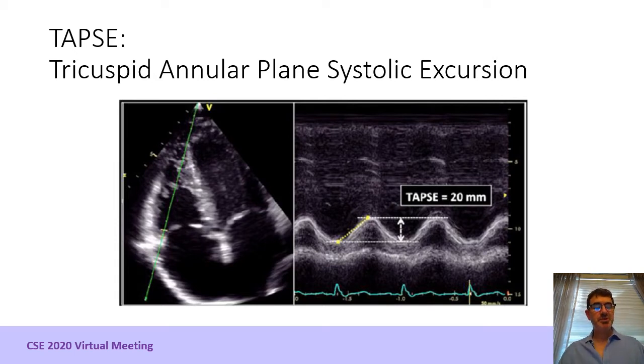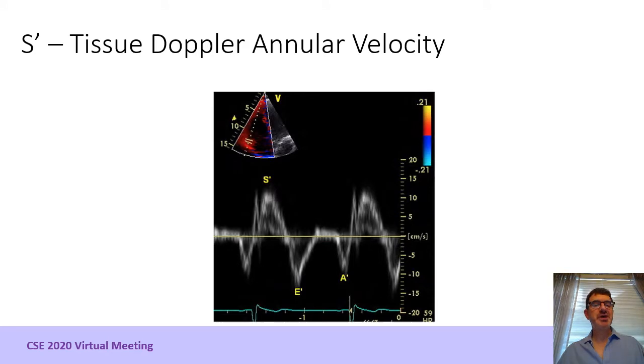TAPSE has reasonable correlation with global RV function in many cases, and is also prognostic in pulmonary arterial hypertension, among others. The lower reference limit is 17 millimeters, and it's one of the preferred measurements because of its simplicity and reproducibility. In tissue Doppler mode, we can use the S prime, or velocity of systolic excursion. Similarly, the pulsed Doppler sample volume is placed in the tricuspid annulus, and you activate it and get a pulsed Doppler signal, and note that the S prime is the systolic velocity.